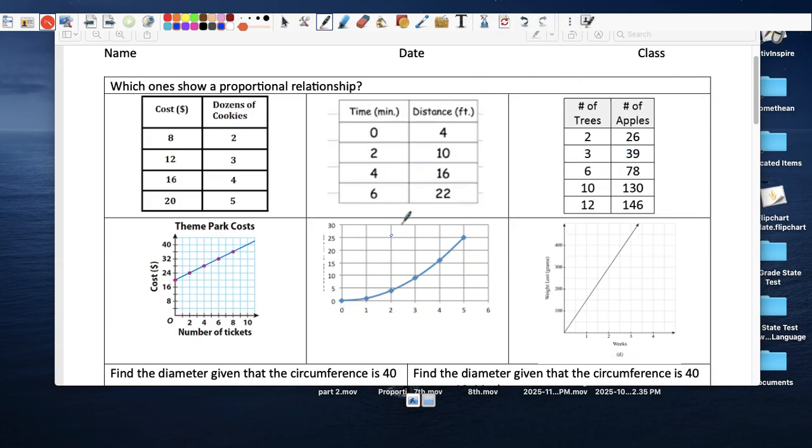Let's do the easy ones first. Let's look at the graphs. If it's a proportional relationship, the graph goes through the origin, right? And it's a straight line. This is proportional, so we're going to write that this is proportional. This is not. Obviously, it does go through the origin, but as you can tell, it curves. It's not a straight line, so not proportional.